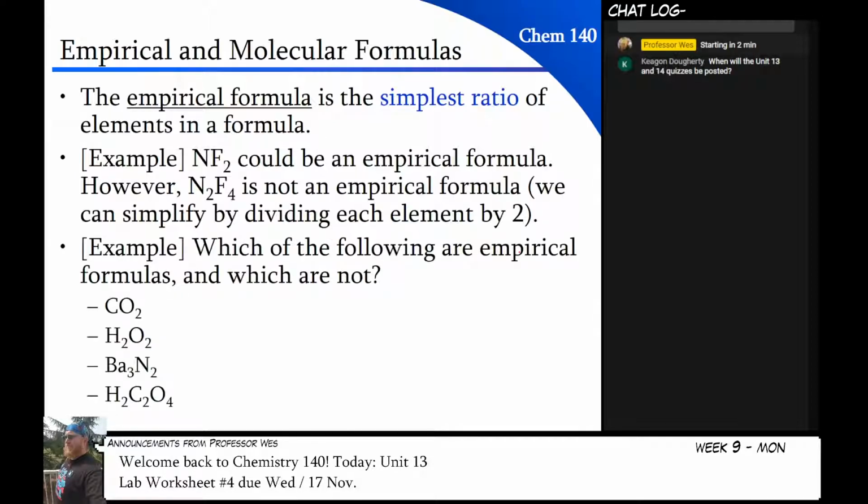All right. So I'm going to put some on the screen here, and what I want you to do is tell me which ones are empirical formulas and which ones are not. And if it's not an empirical formula, reduce out the lowest common denominator and tell me what the empirical formula is. Okay? So go ahead and do that in the chat. I'll give you like a minute to do that because this shouldn't take very long.